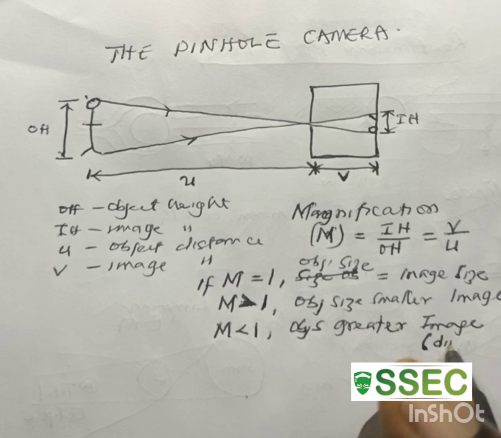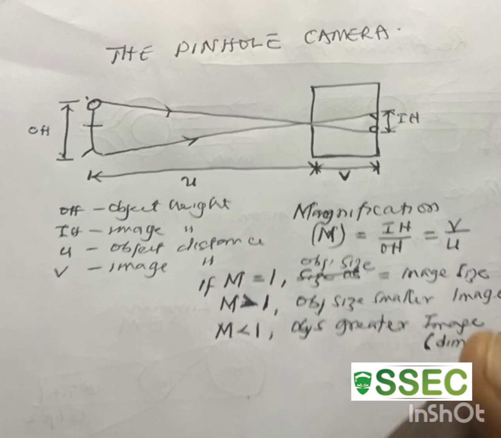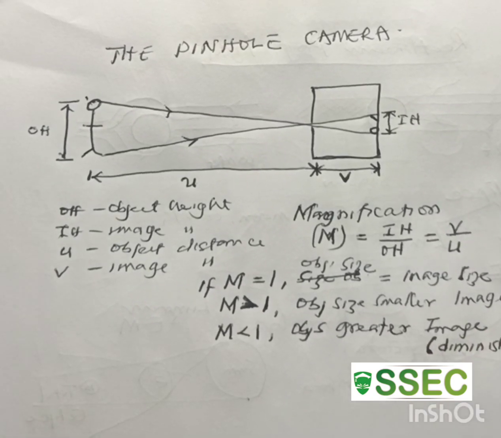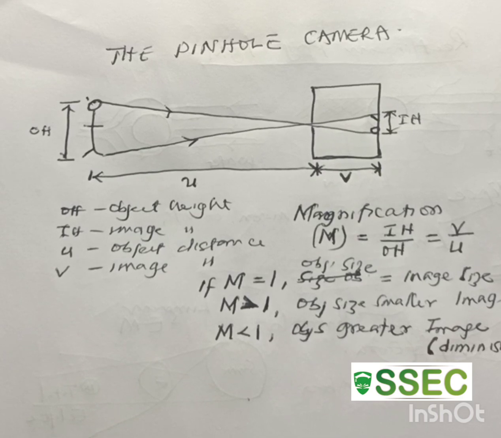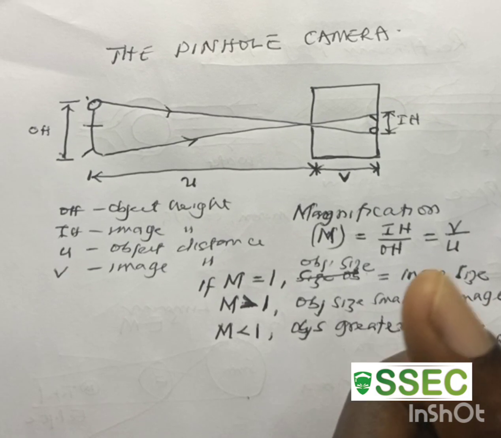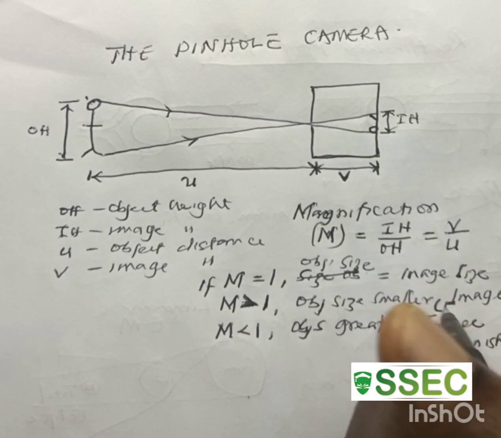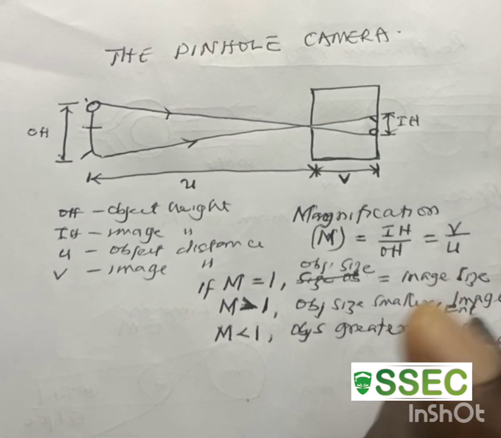So anytime you have your image smaller than the object, we say the image is diminished. Anytime you have your image bigger than the object, we say the image is enlarged.